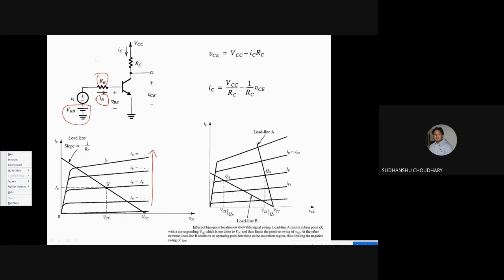Now one has to set this VBB, that is the biasing voltage, such that this circuit produces a collector current of this much value and the collector to emitter voltage of this value, right? That is, at the center of the load line, one has to select the Q point where the collector current is this much and the collector to emitter voltage is this much, right? Now these 2 points on the load line can also be found in the same way as we had found for the MOSFET.